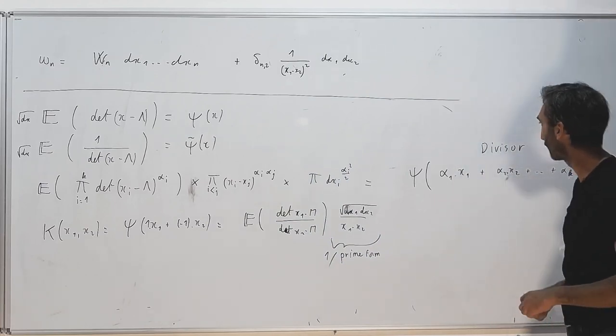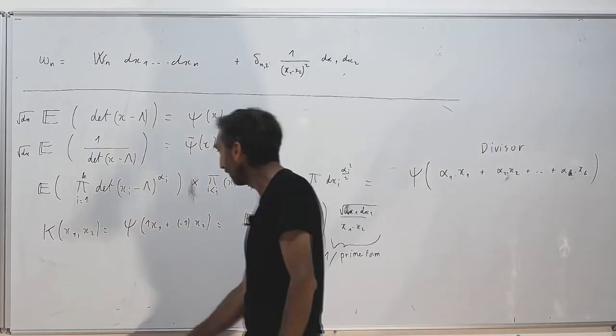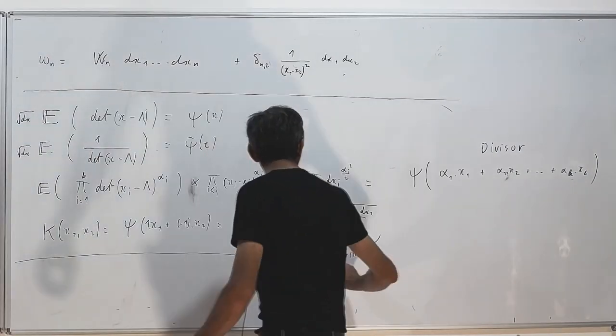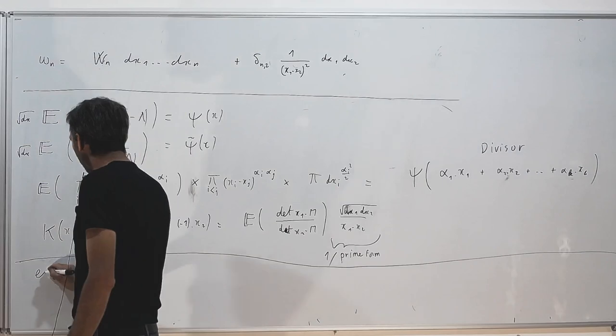It was just an introduction of what are typically all the quantities that people can be interested in random matrices. And then I want to introduce another one, which is the empirical density of eigenvalues.